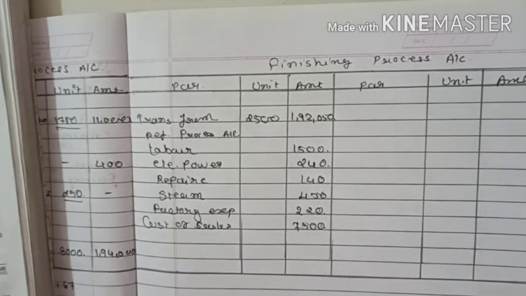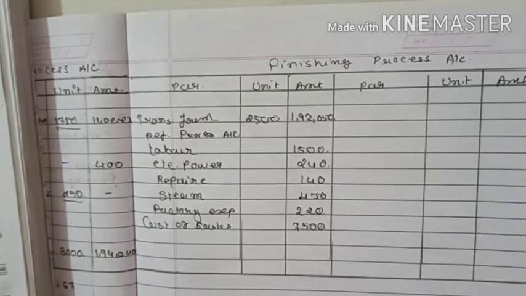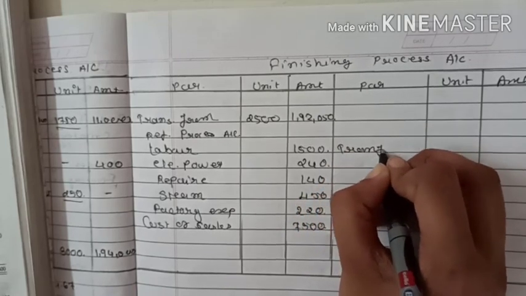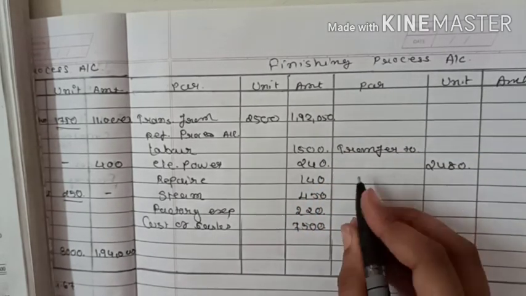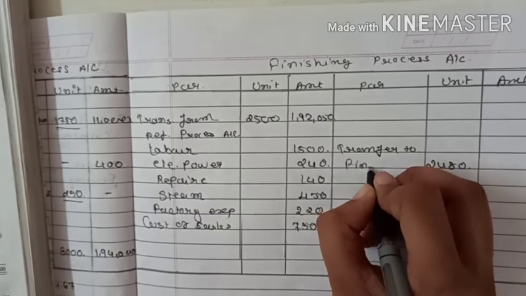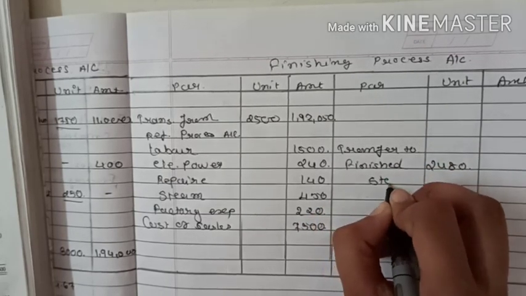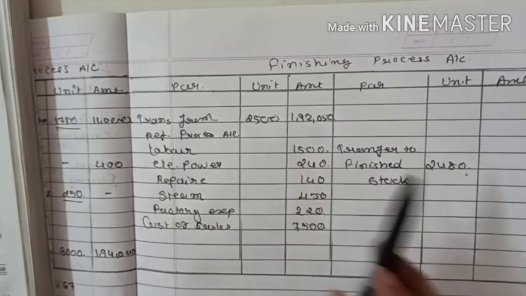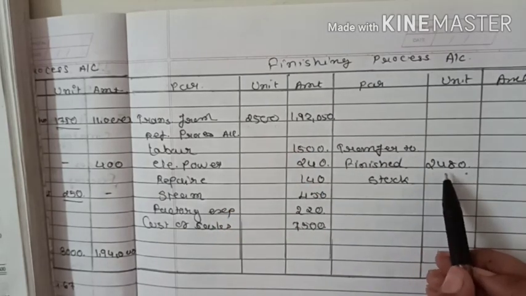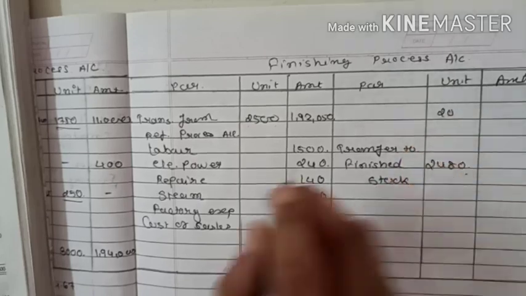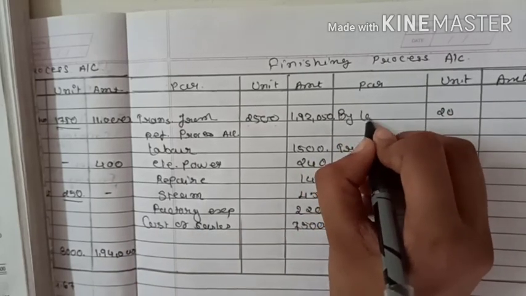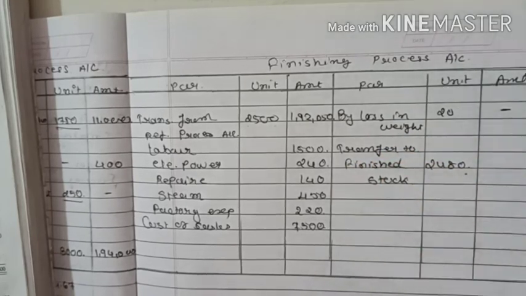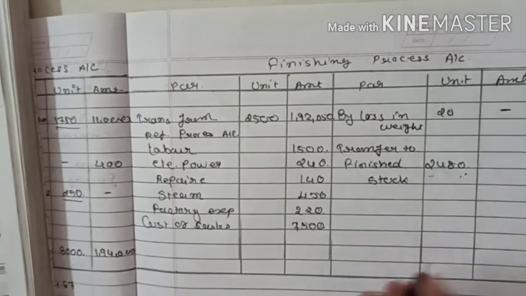Now let's move on to the credit side. Nothing is given unless final production. Final production is 2,480. Transfer to finished stock or finished goods 2,480. Let's find out the difference. We can easily find out 2,500. Here is 2,480. Then loss will be 20. Then by loss in weight is equal to 20. Amount is nil.